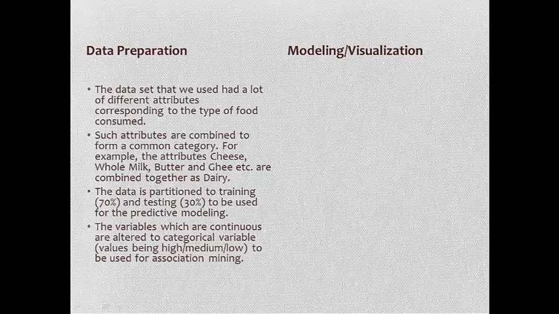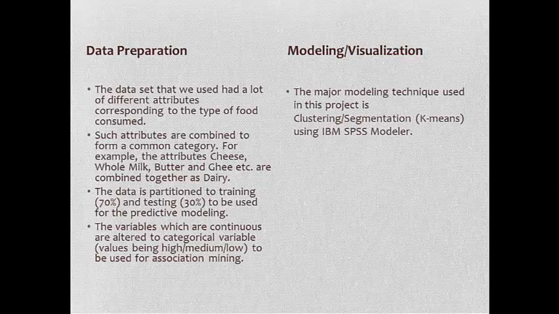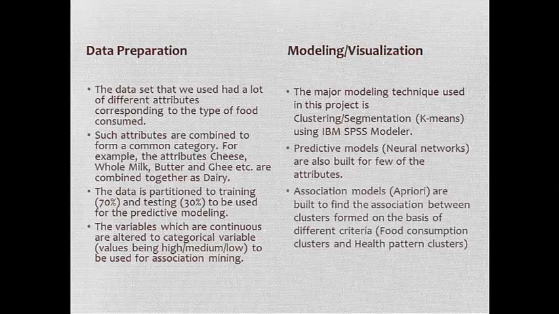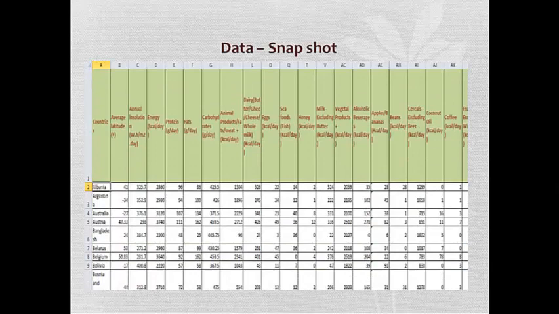The next step in the process is modeling or visualization. The major modeling technique used in this project is clustering using IBM SPSS Modeler. Predictive models are also built for few of the attributes using neural networks. Association models are built to find the association between clusters formed on the basis of different criteria. Tableau is used for visualization and reporting. This is a sample data snapshot.